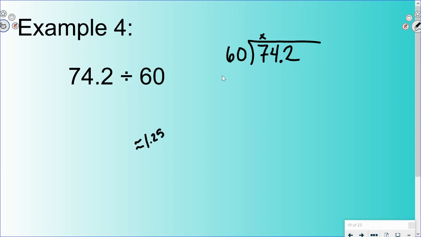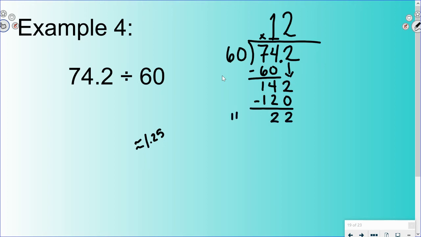So no 60s can come out of 7, but 60s could come out of 74. In fact, one of them could, with 14 left over, that is good. No more 60s can be pulled out of that remainder. So let's bring our 2 down. Now in this case, don't forget, you can always cover up a place value of each. How many 60s go into 140? And it's about 2. Maybe too big, maybe too small. Let's find out. So 2 60s is 120. And when we pull that out, we end up with 22. Hey, there we go again.